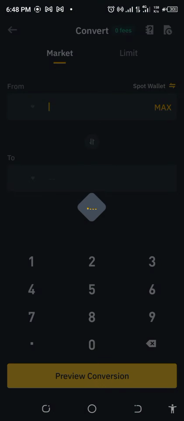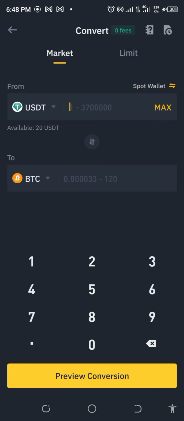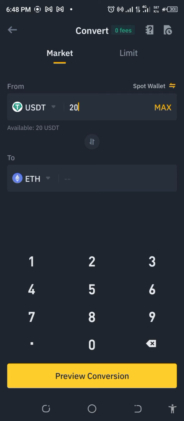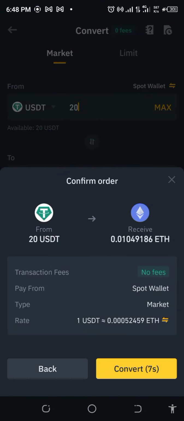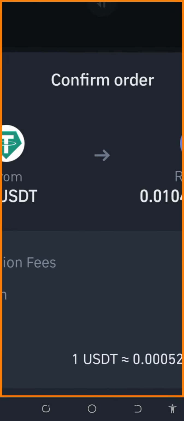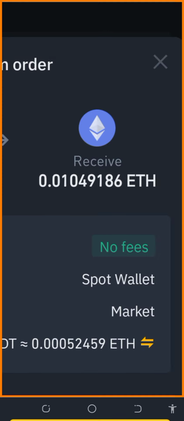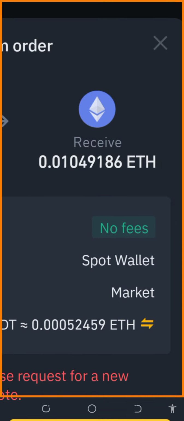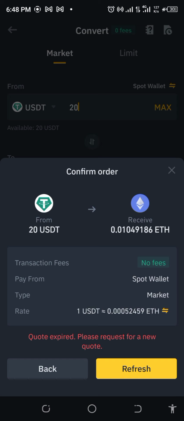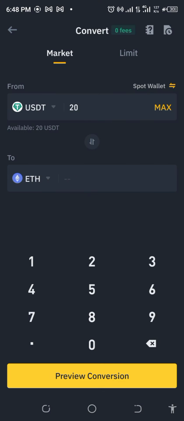Almost everything. So let me go to ETH, and let's see if we put max, it can give us 20. If we do preview conversion, do you see what I'm talking about here? It's taking up the whole 20 USDT, but can you see it's just giving us 0.0149. So I'm telling you that convert is not as good as spot trading. Let me tell you the truth, it's not as good as spot trading because it will mop off your profit.